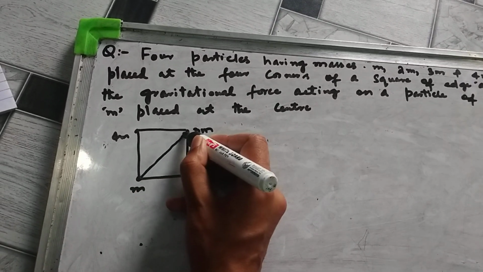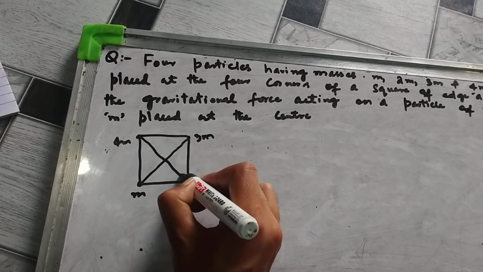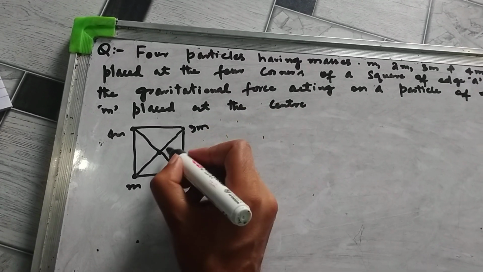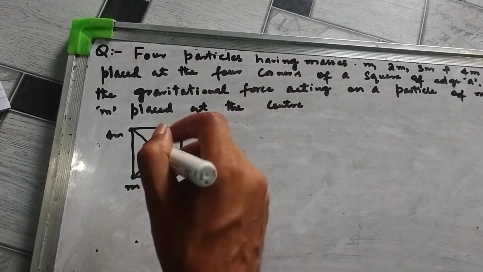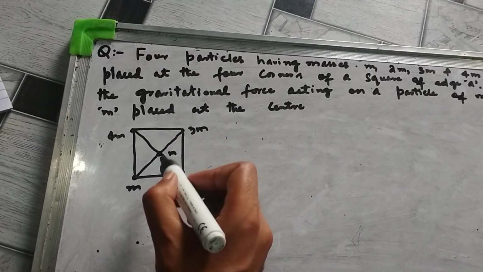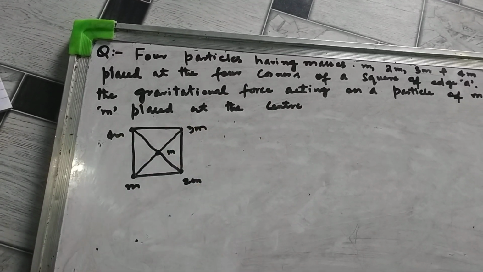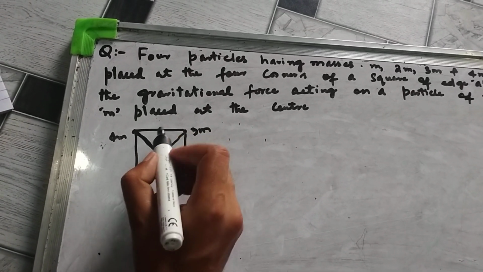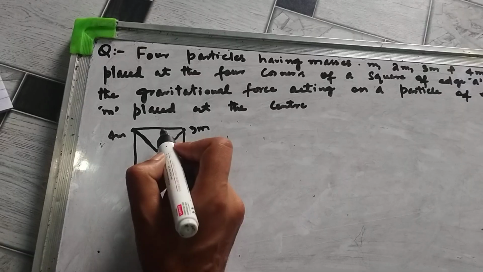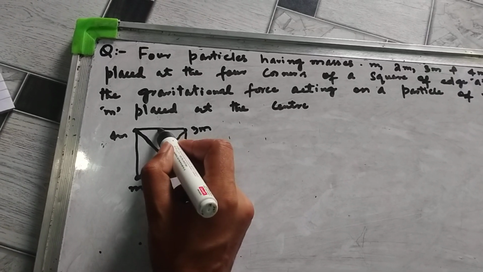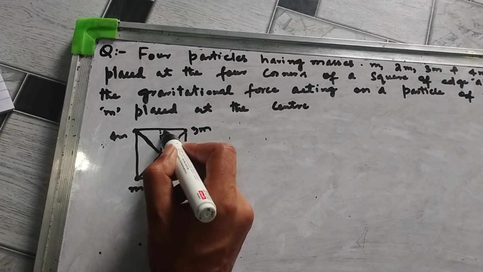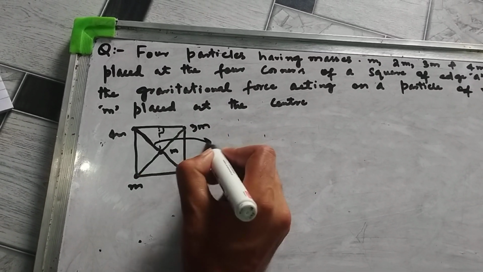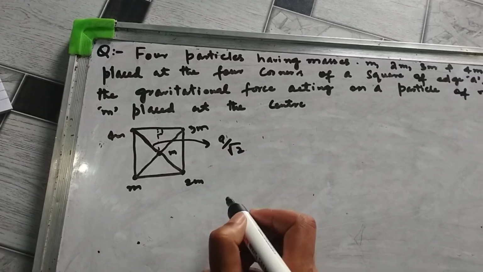From here to here and here, this is a diagonal, and another particle of mass M is placed at the center. We need to calculate the force on the particle placed at the center of the square. This side will be a, this is a 90 degree angle, and from here this is a 45 degree angle. Then the half-diagonal is equal to a by root 2.